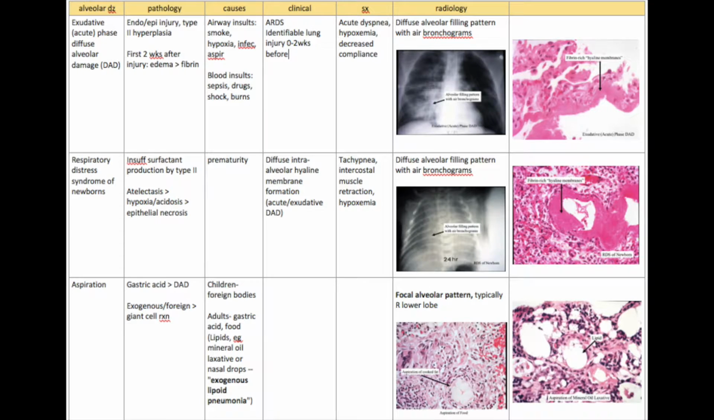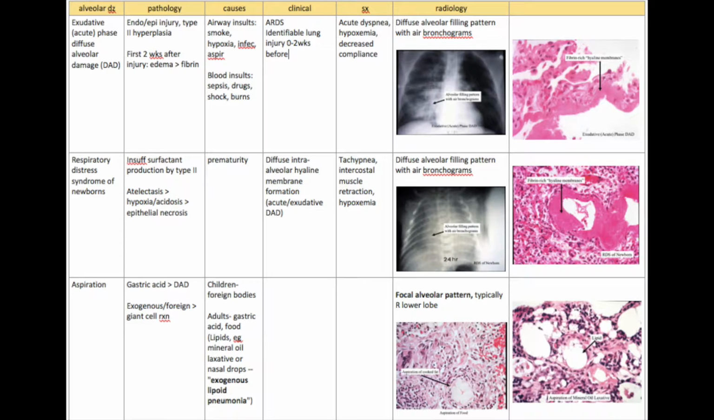So say you aspirated a piece of steak or piece of meat or whatever you were eating, you're going to see lipid-like material in your histological pattern. It's going to be blobs of fat, blobs of cooked fat. That's what you see over here in this picture. And radiologically, you're going to have a very focal pattern, and typically it's going to affect the right lower lobe because the right mainstem bronchus has a larger caliber and it is more vertically oriented than the left mainstem bronchus.